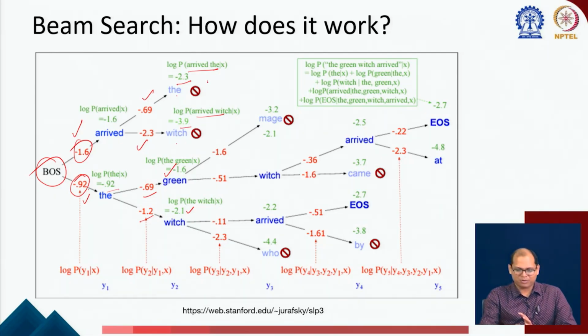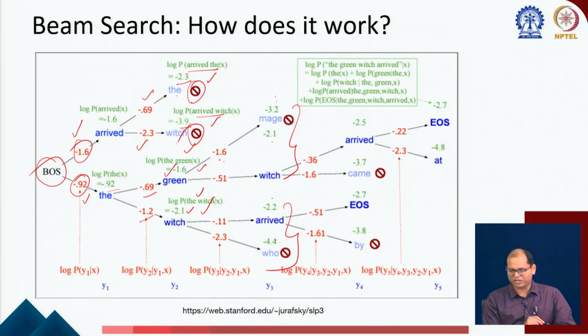So, these are my k square hypotheses. I want to choose only 2. I find which are the 2 of the smallest magnitude, because they are all negative. So, I see the green and the which, and I am not taking these 2. Let us go ahead with these, and I find again these 2 and these 2. I have the individual probability, and I get the probability for the entire sequence by adding it to the previous partial completion: minus 3.2, minus 2.1, minus 2.2, minus 4.4. So, I take this and this, which and arrived.